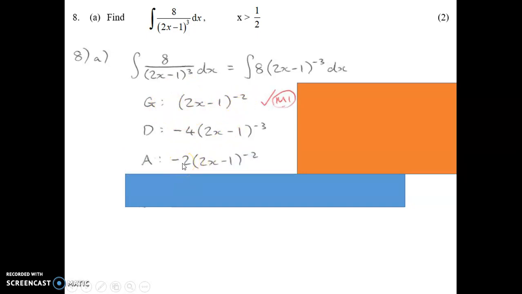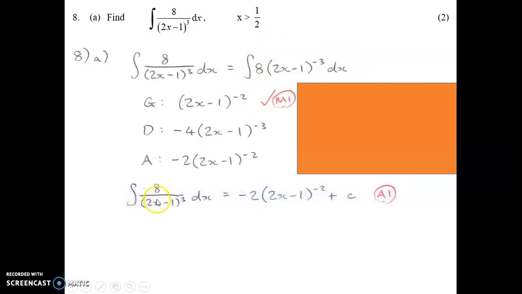Alright. We must make sure that we actually write out our answer, because what we're asked to find is the integral of this. So I can then write that the integral of that is equal to this function here, and I have to remember to put in the plus c as always.